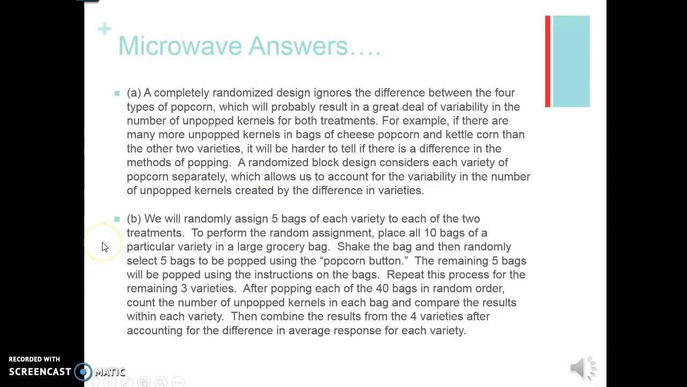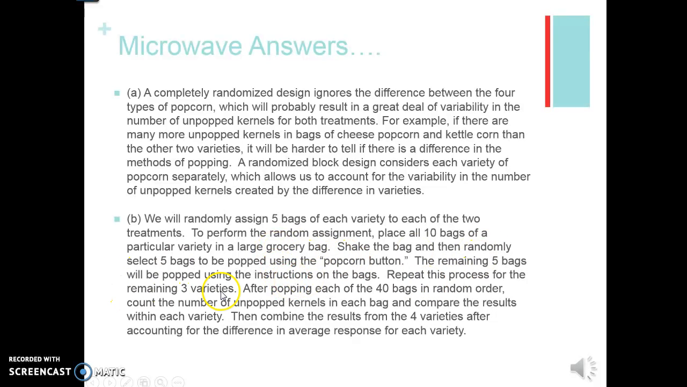So now, how can we use a block design? I personally like to draw the diagram, but here's a way to do it using paragraph form. Now notice, we'll randomly assign 5 bags of each variety to each of the 2 treatments. To perform the random assignment, place all 10 bags of a particular variety in a large grocery bag, shake the bag, and then randomly select 5 bags to be popped using the popcorn bag. The remaining 5 bags will be popped using the instructions on the bag. Notice how you're explaining the treatments happening to each different group.